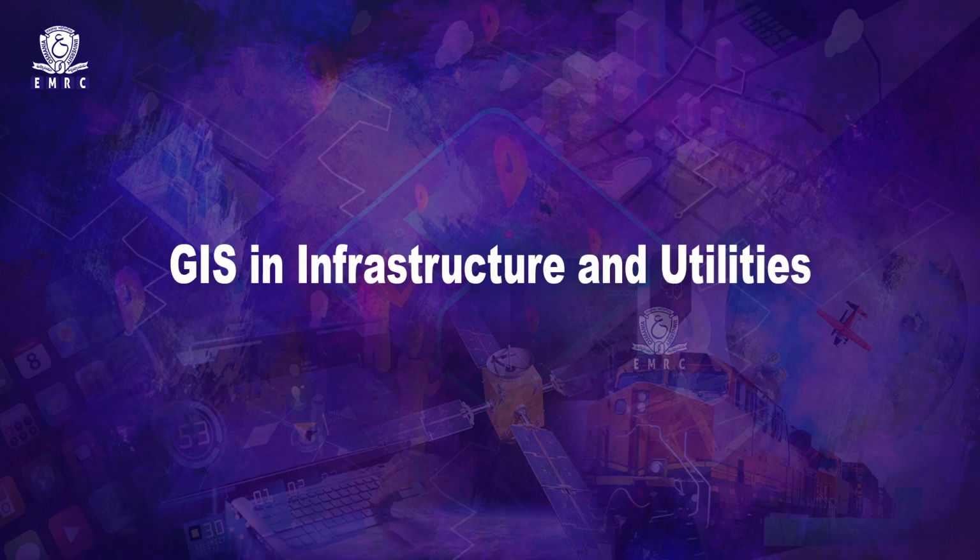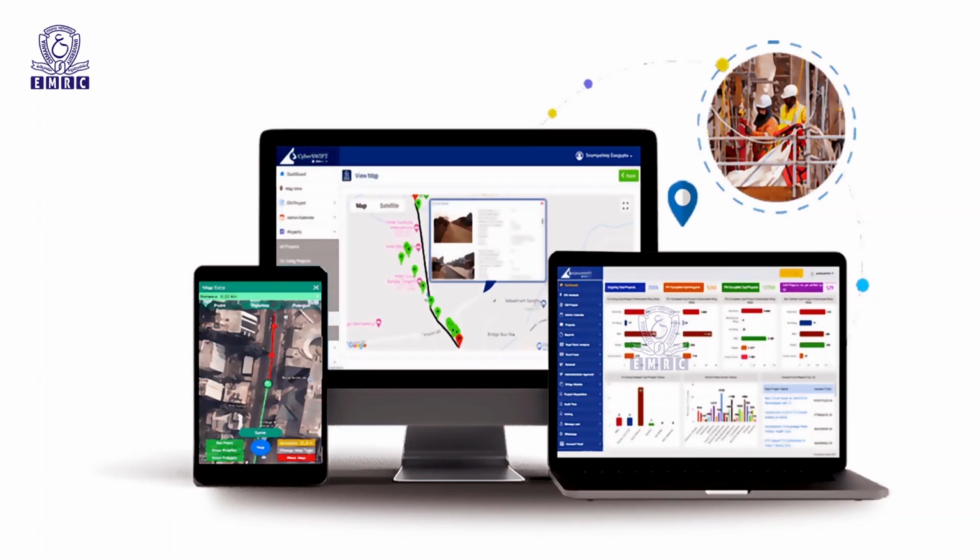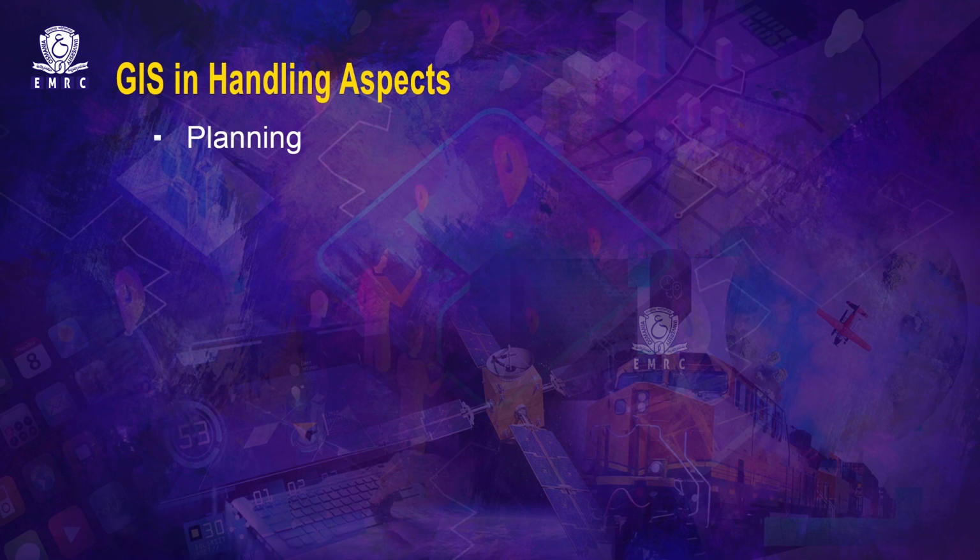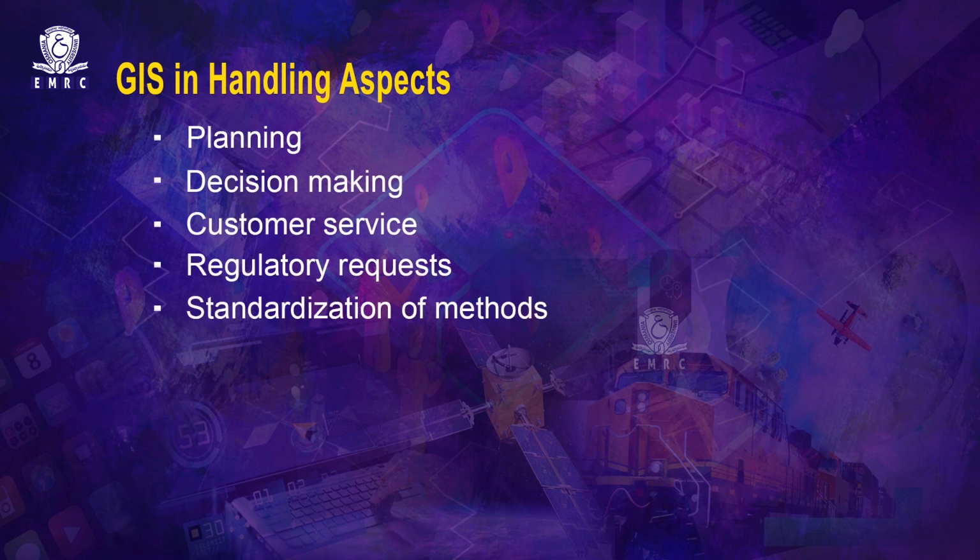GIS in infrastructure and utilities. GIS technologies are also widely applied to the planning and management of public utilities. Organizations dealing with infrastructure and public utilities find GIS a powerful tool in handling aspects such as planning, decision making, customer service, regulatory request, standardization of methods and graphic display.